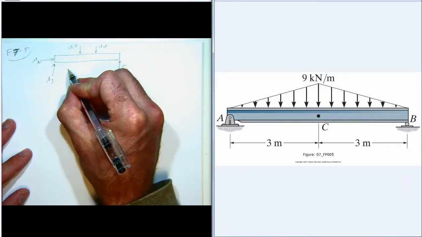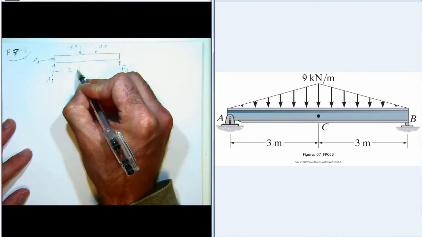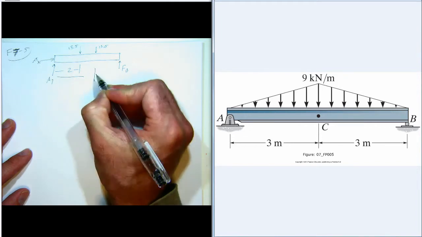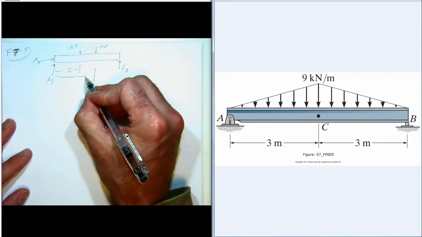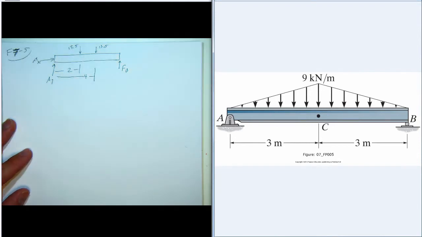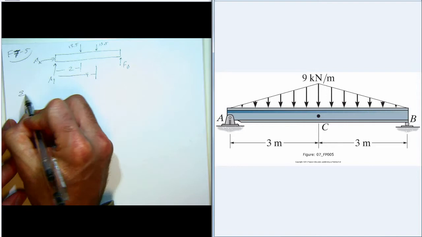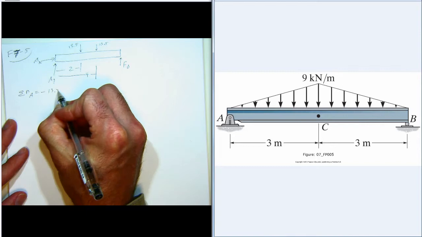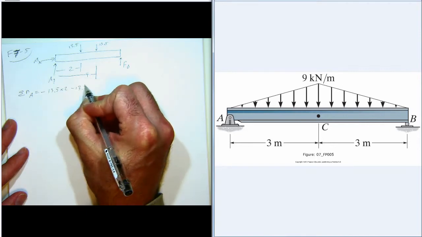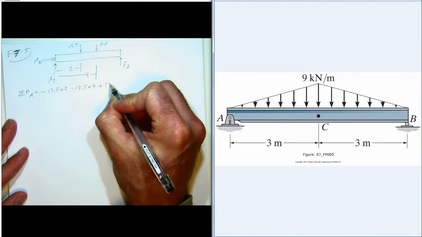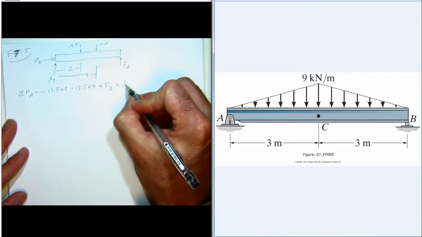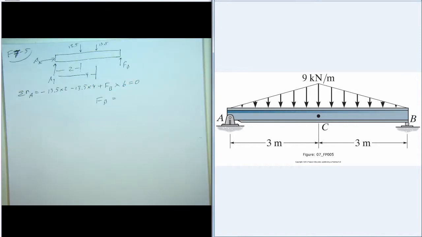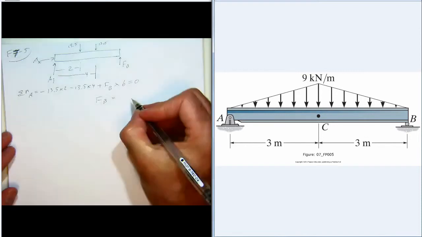And this one acts at 2 meters from A, and this one is at 4 meters. So we can get F_B with the equation sum of the moments about point A. So we have negative 13.5 times 2, negative 13.5 times 4, and plus F_B times 6, and that equals 0. So we get F_B is equal to 13.5.